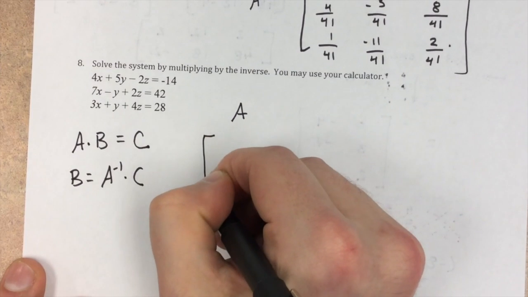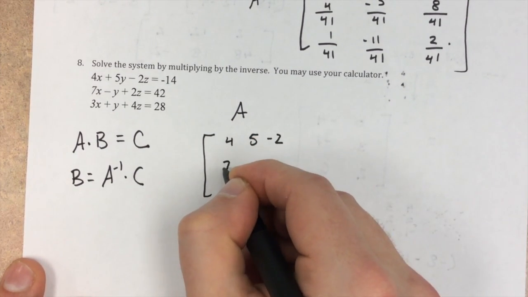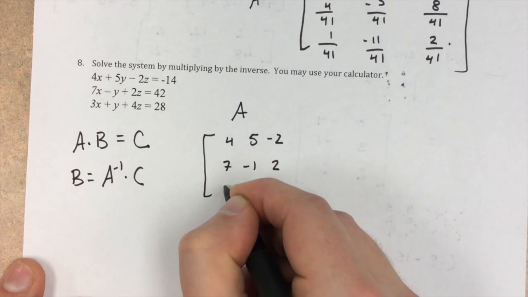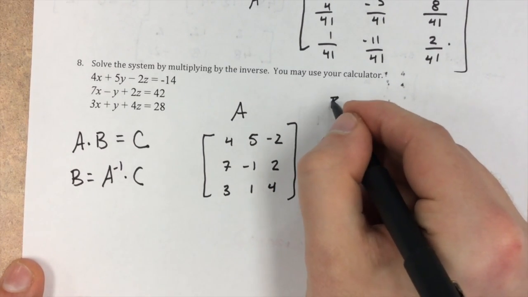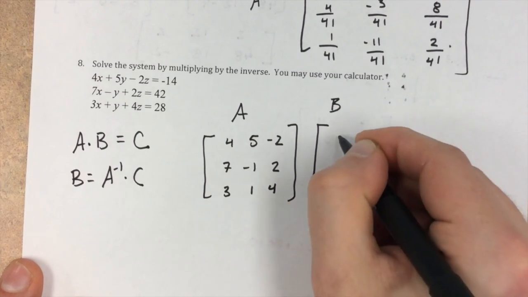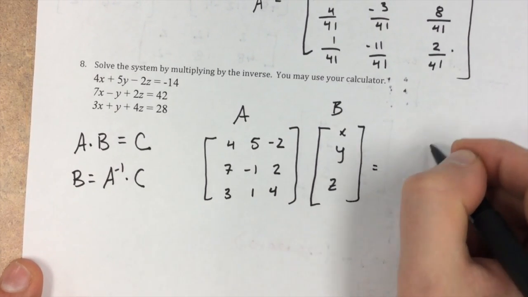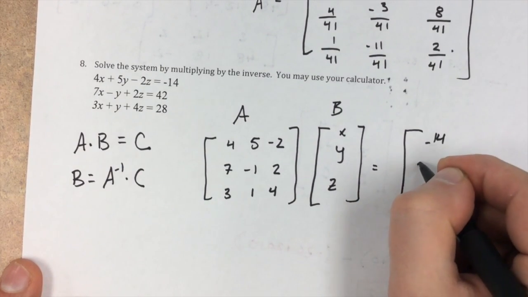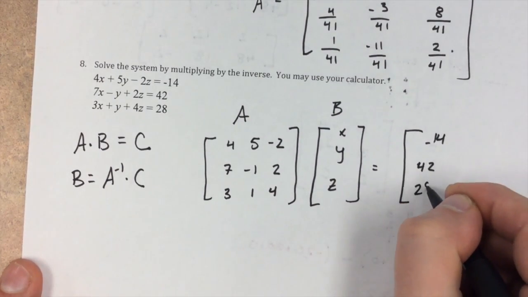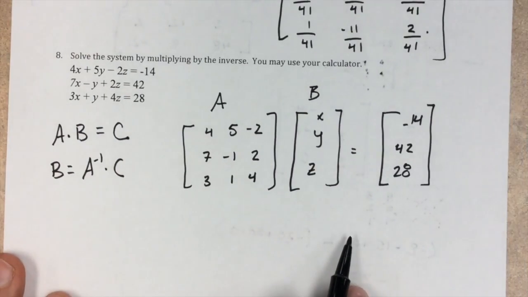So A, 4, 5, negative 2, 7, negative 1, 2, 3, 1, 4. That's my A. My B is going to be my variables, so X, Y, Z. And my C is going to be negative 14, 42, and 28. Once I get that, that's my setup.